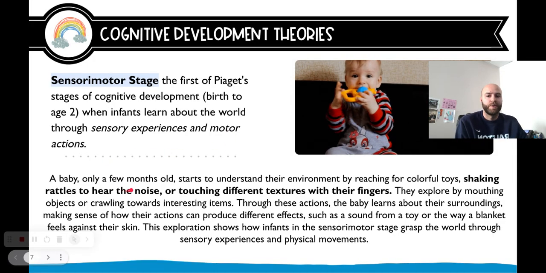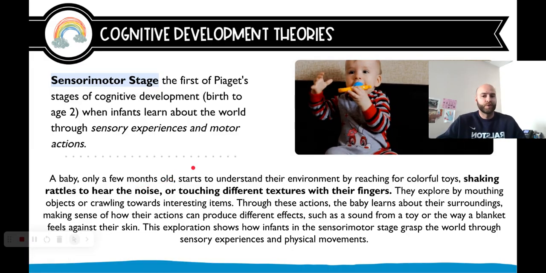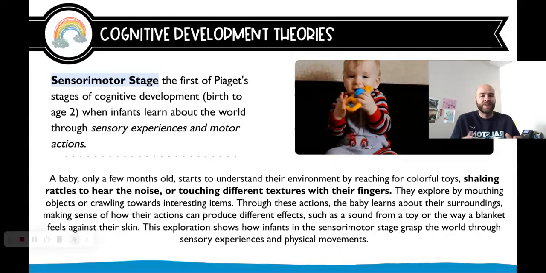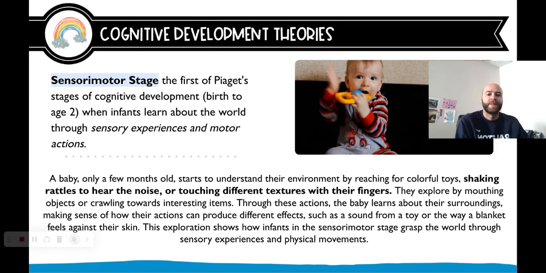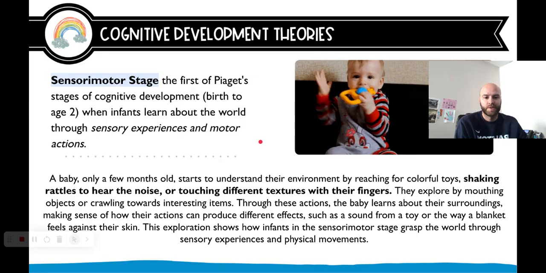So imagine a baby who's only a few months old. They start to understand their environment by reaching out for colorful toys, shaking rattles, touching things, putting things in their mouth. That's how they learn, right, at this stage of development, the sensory motor stage.